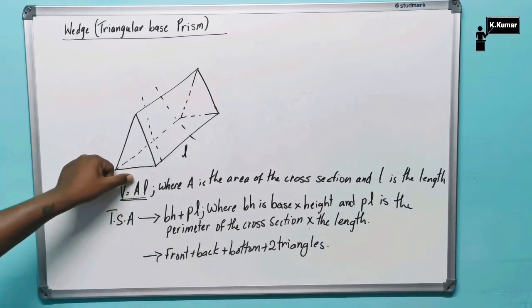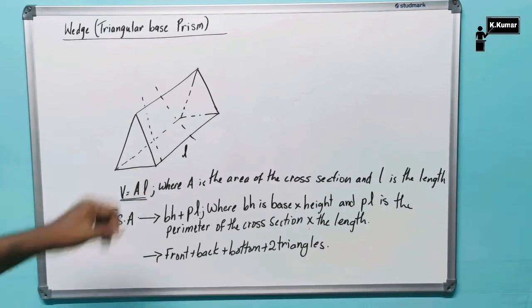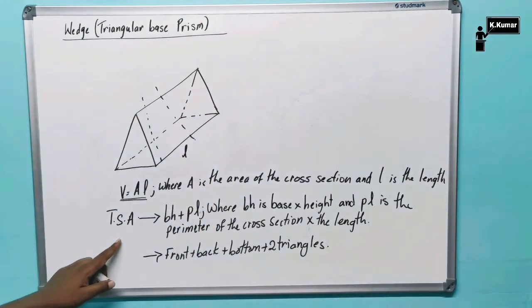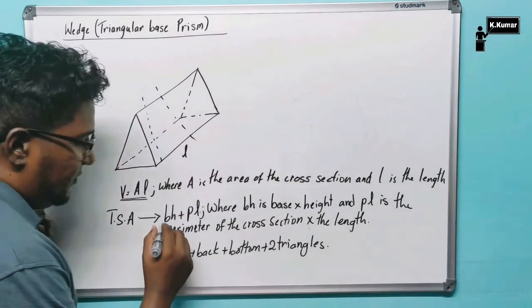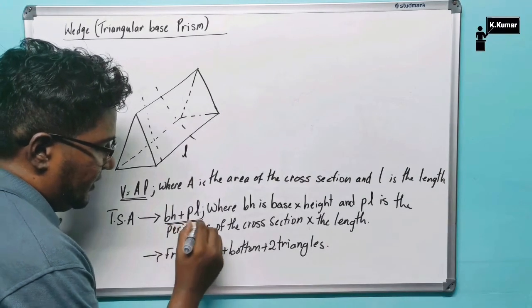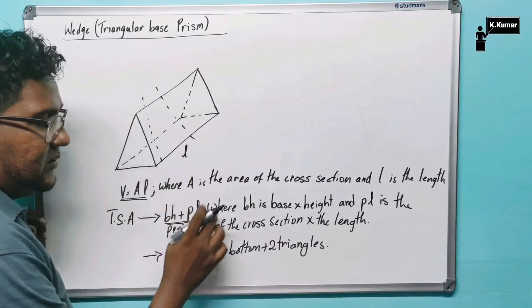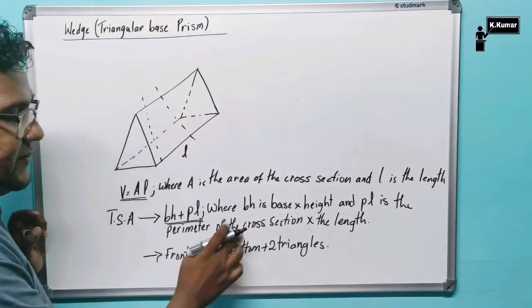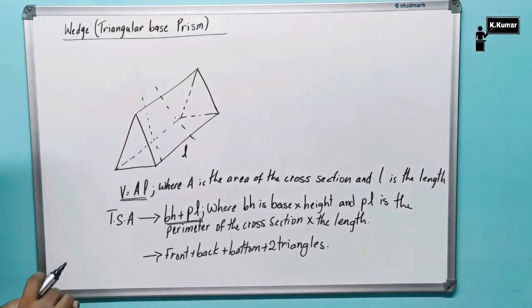So we have to find the area of the triangle and then multiply it by the length that is given here. And to find the total surface area, we have two formulas. The first one is BH plus PL, where BH is the base times the height and PL is the perimeter of the cross section times the length.